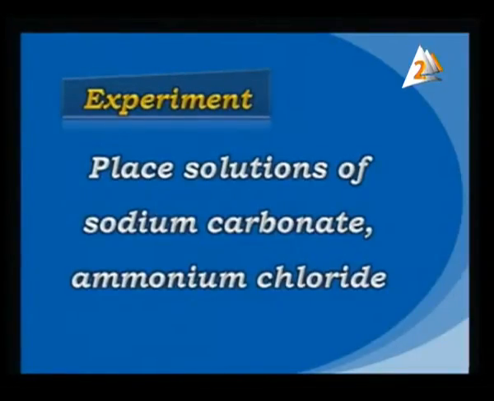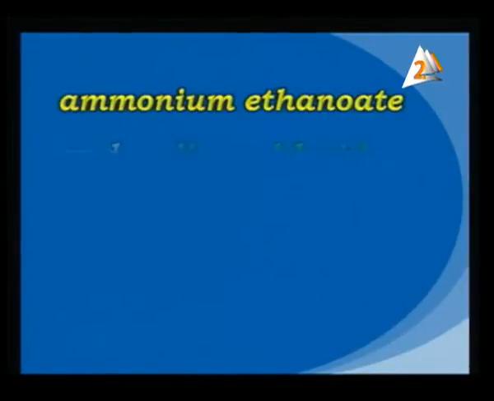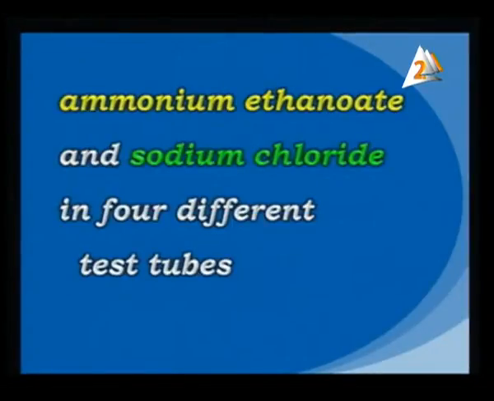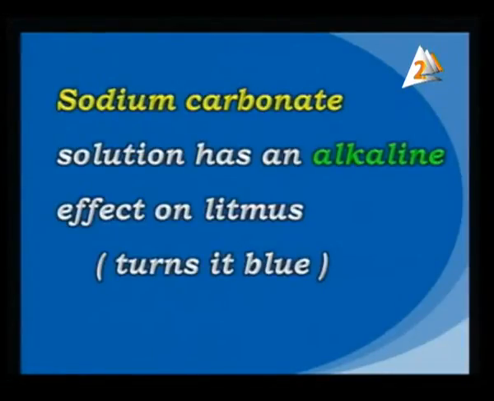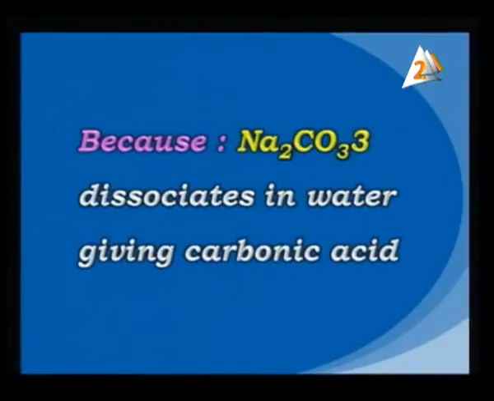Place a solution of sodium carbonate, ammonium chloride, ammonium acetate and sodium chloride in 4 different test tubes. After that, the sodium carbonate solution is an alkaline solution. Its effect on litmus paper is to turn it blue. Now, why do you think? Yes, because we have Na2CO3.